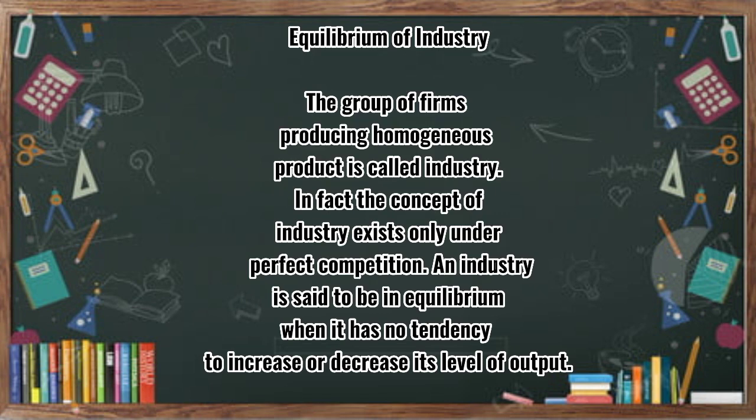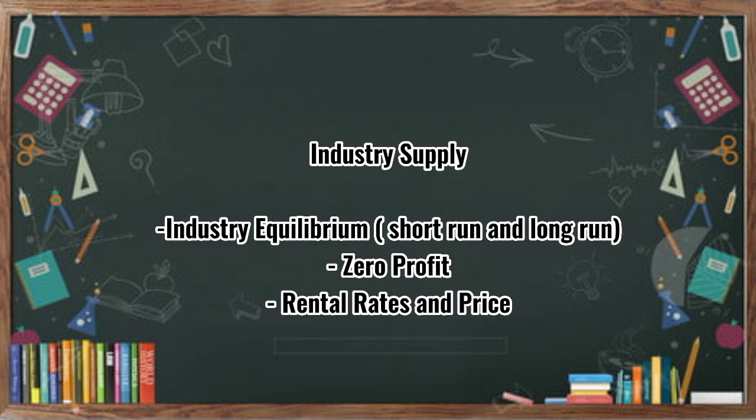The group of firms producing a homogeneous product is called an industry. In fact, the concept of industry exists only under perfect competition. An industry is said to be in equilibrium when it has no tendency to increase or decrease its level of output. Under the industry, supply includes industry equilibrium in short run and long run, zero profit, rental rates, and price.